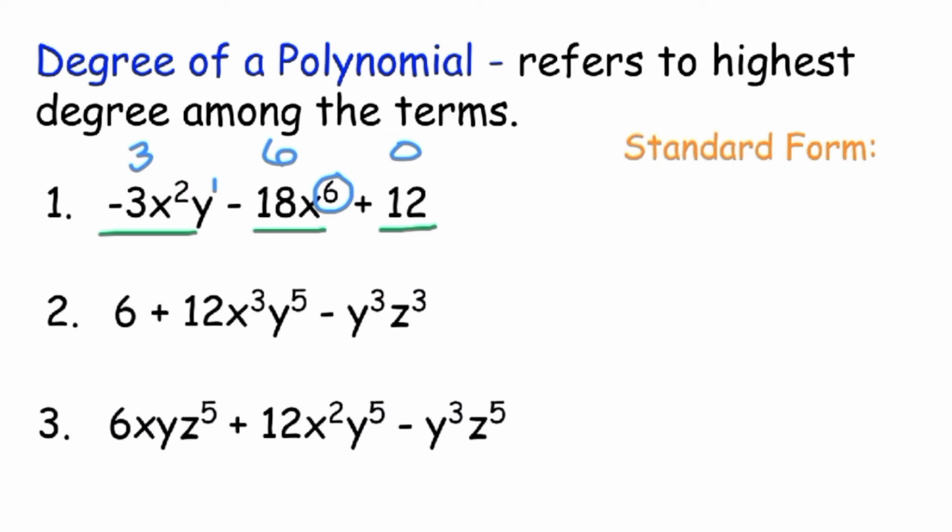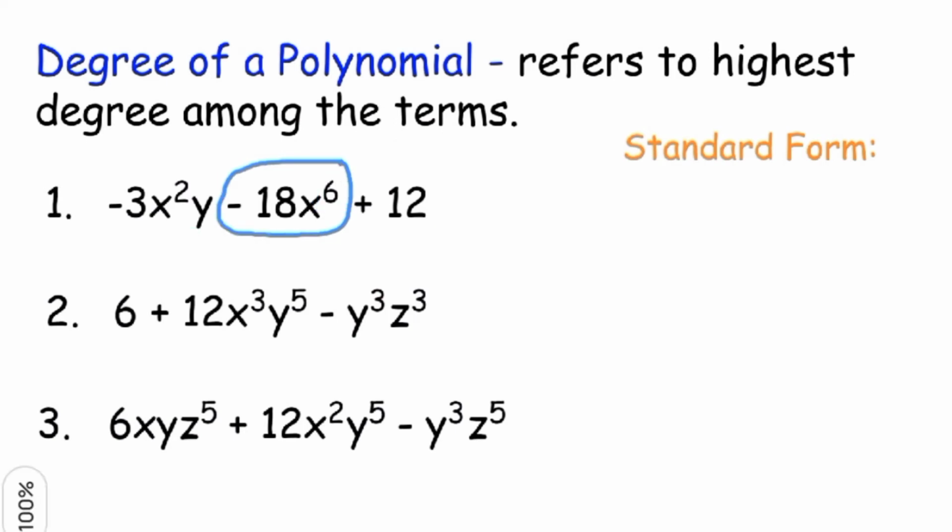Our goal here is to arrange these polynomials in standard form. Our leading term is negative 18x raised to 6, followed by negative 3x squared y. It should be in descending order when we arrange it to the standard form, so the highest power should be first and the lowest power should be last.